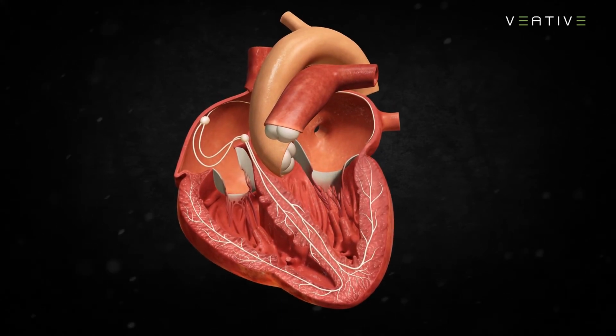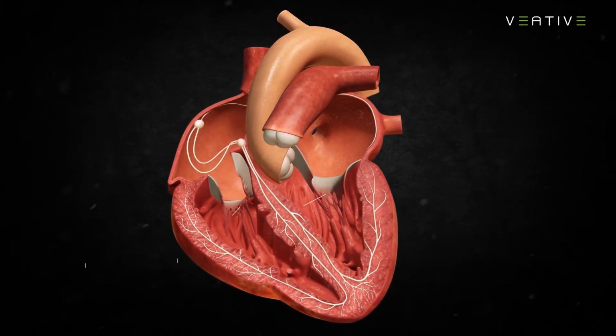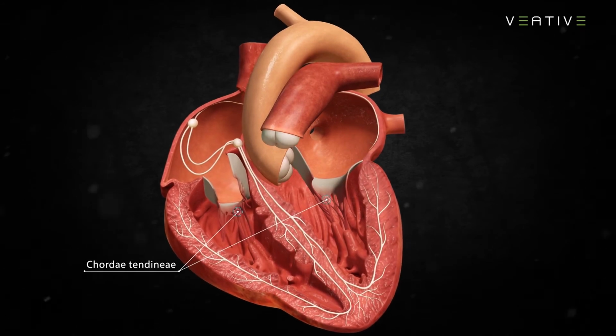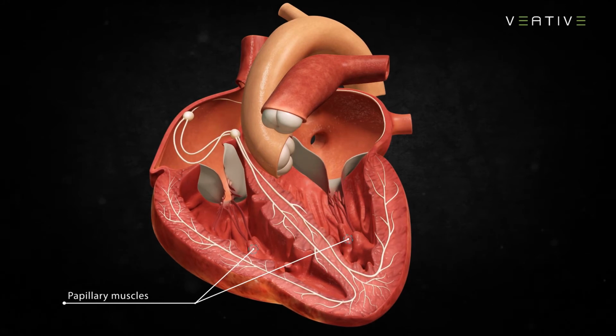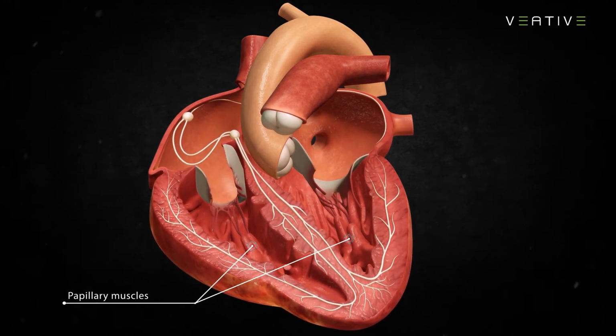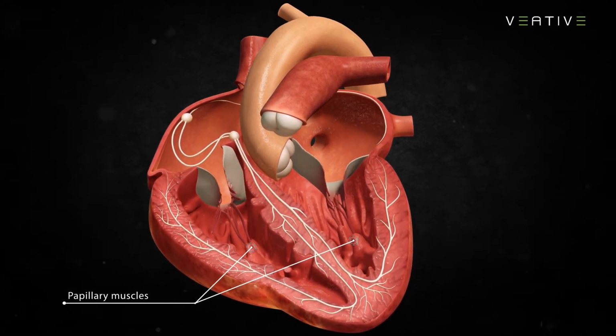The cusps of these valves are attached to a fibrous tissue called the chordae tendineae, which is further connected to the papillary muscles of the heart. The contraction and relaxation of these muscles helps open and close these valves.